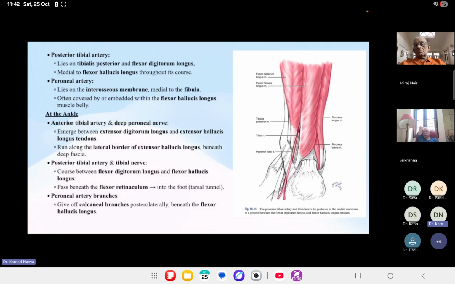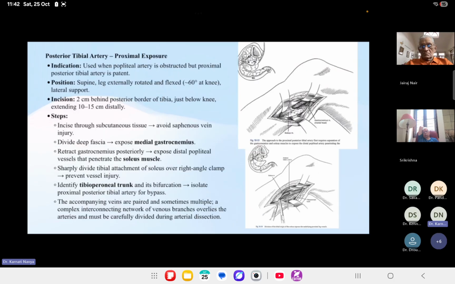The posterior tibial artery and tibial nerve course between the flexor digitorum longus and flexor hallucis longus, and pass beneath the flexor retinaculum into the foot, which is the tarsal tunnel. Then the peroneal artery branches; it gives off calcaneal branches posterolaterally beneath the flexor hallucis longus muscle.